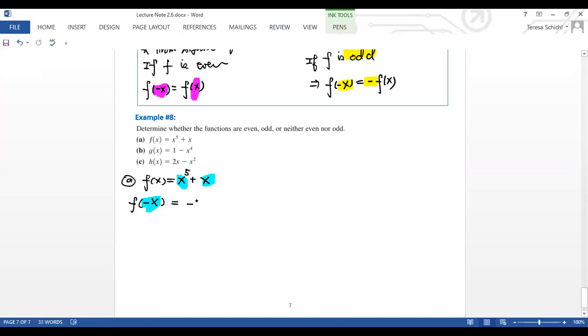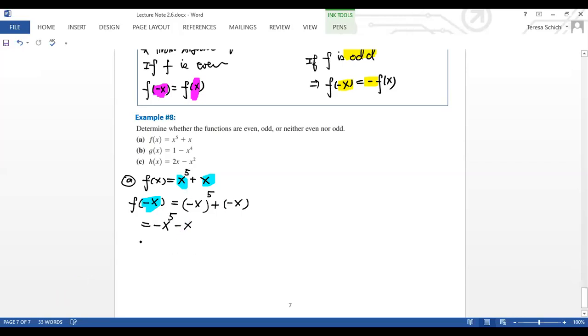So this is negative x to the fifth power, plus negative x, correct? Now negative 1 to the fifth power means negative 1 times negative 1 times negative 1, five times. So negative 1 to an odd power still gives you negatives. So this will give you negative x to the fifth, then plus negative x.